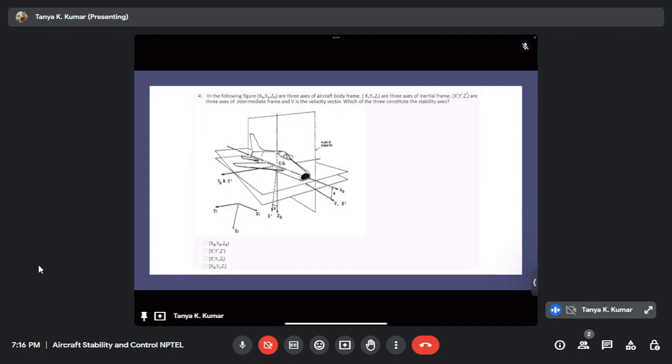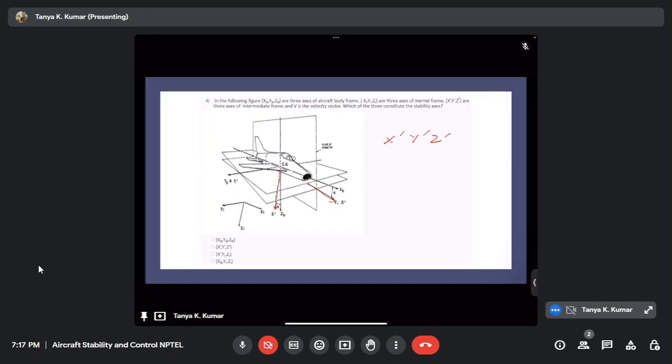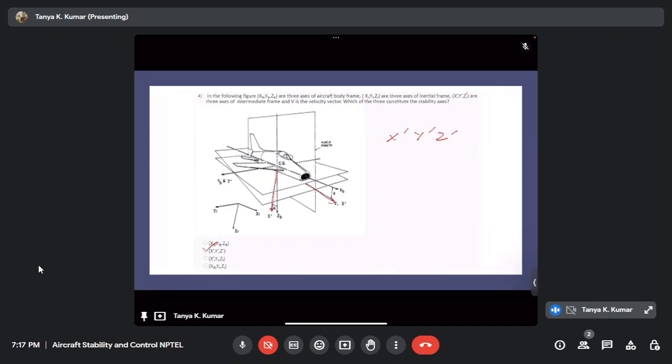Okay, so what other vectors go with x dash? So see, this is the velocity vector, so that is the x dash, and when you rotate zb with this alpha, you have this z dash, and y remains the same. So what is the stability axis? X dash, y dash, z dash. Is this clear? Is there any doubt? Anything aligned with the velocity axis is the stability axis, right? So it is x dash, y dash, z dash. Okay, now let's go to the next question.